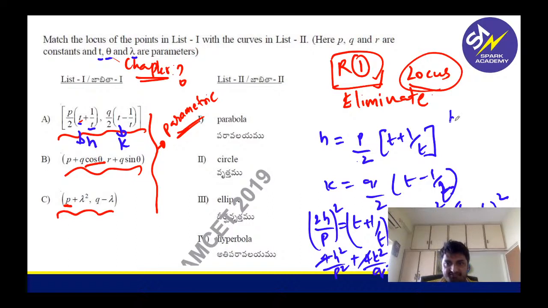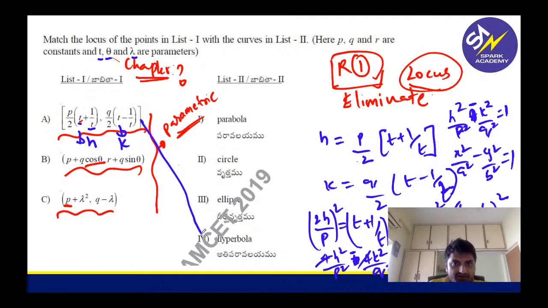Or what is this, guys? h square by p square plus k square by q square equal to 1. So which curve is this looking like? Acha, we are subtracting, right? So we are not adding, we are subtracting. So if we are subtracting, this looks like some x square by a square minus y square by b square equal to 1. So this becomes what? This becomes a hyperbola. Same process with this and this as well, guys.